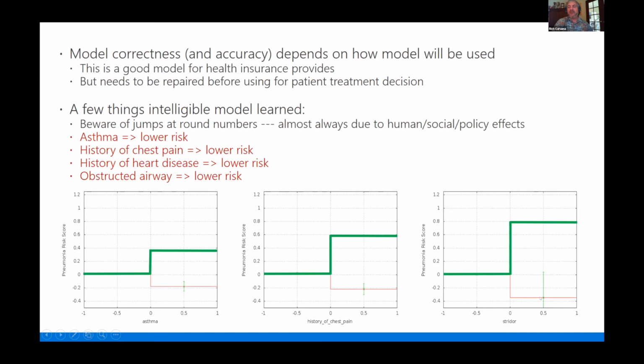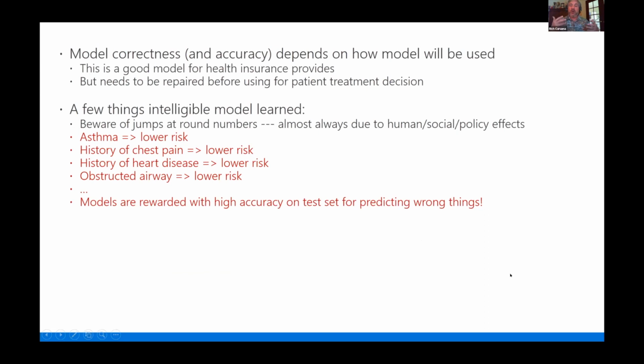But there's something even worse than the fact that the accuracy is going to go down on the test set. And that's the fact that the model was rewarded with what looked like extra high accuracy in the first place for predicting these wrong things. And this sort of drives home this idea that accuracy is not the single determiner of whether your model is good. A more accurate model is not always a better model. In many cases, the models learn things like this, which are actually wrong, dangerous, and need to be fixed.